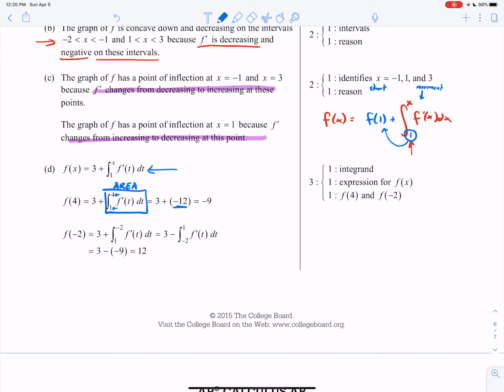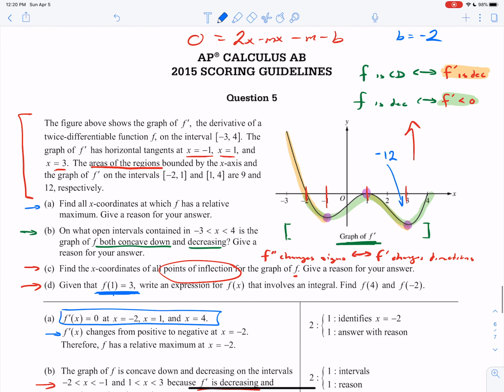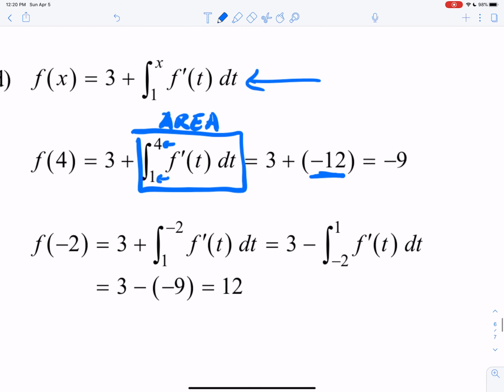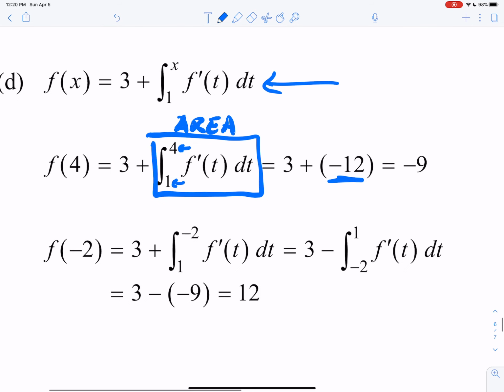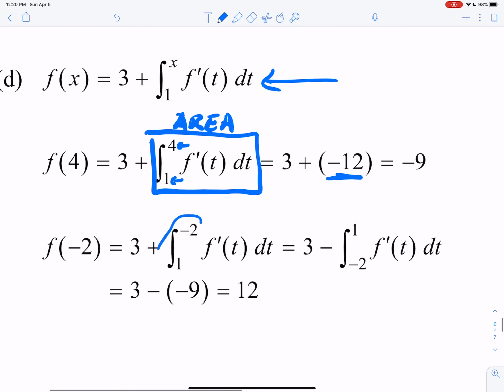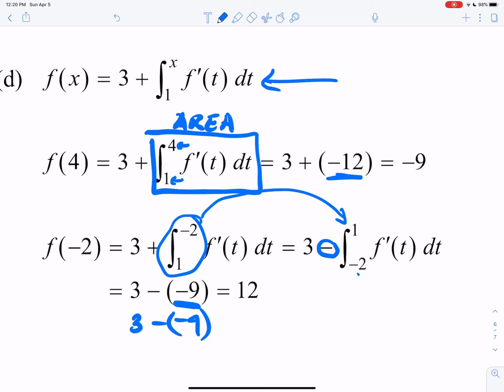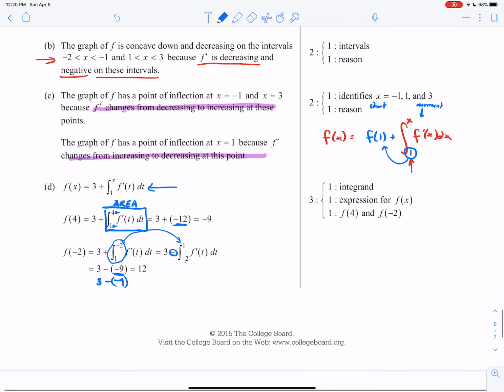Equals equal. You could stop there. From 1 to negative 2, notice how that's a little bit backwards. What they did in the scoring guidelines was they actually flipped it properly, but you account for a negative. Now, if you go from negative 2 to 1, it was listed that the area was negative 9. So 3 minus negative 9 comes out to positive 12 or equals equal. But that's basically it.